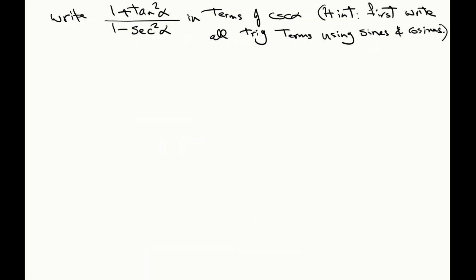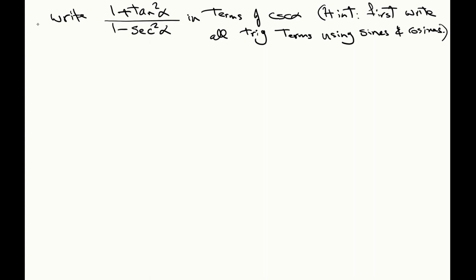Okay, let's go ahead and look at one more problem before we call it the day. And here we're going to write this expression 1 plus tan squared alpha over 1 minus secant squared alpha in terms of cosecant of alpha. And we're providing a hint here that we should first write all trig terms using sines and cosines. And that is going to be one of the main strategies that we'll utilize as we encounter more complex trig identities in the next video.